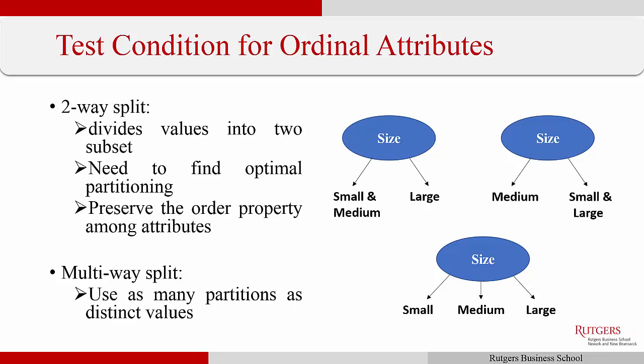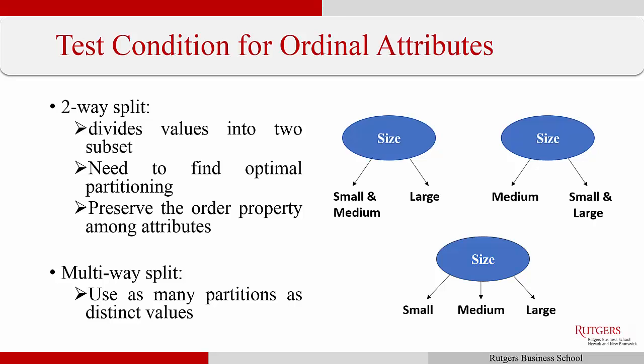And for the ordinal attributes, there is a little difference. Also, we have the 2-way split. Just divide the values into 2 subsets and find the optimal partitioning, as with nominal attributes. But another important issue for the ordinal attributes is that we need to preserve the order property among the attributes.